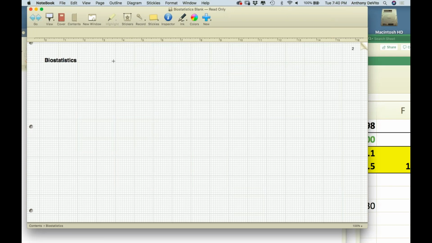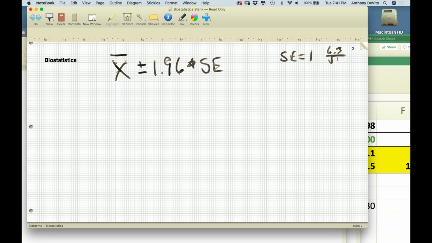I'll put the formula up, right? It's going to be X bar plus or minus 1.96 times our standard error. Our standard error was approximately 1. How did we get that? We got that from 6.3 divided by the square root of 40, the sample size.